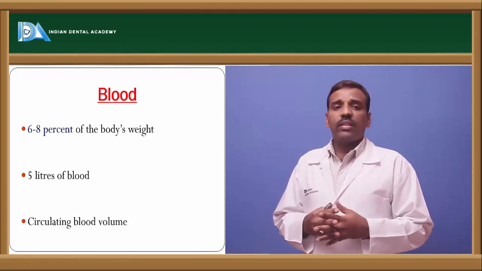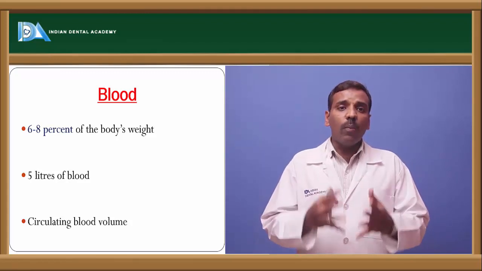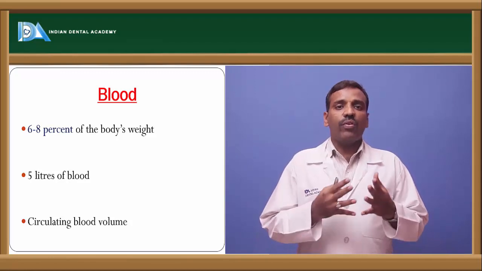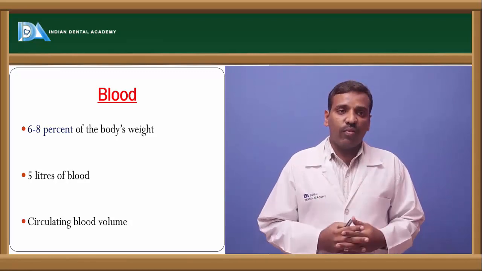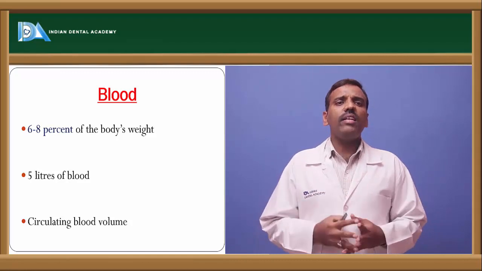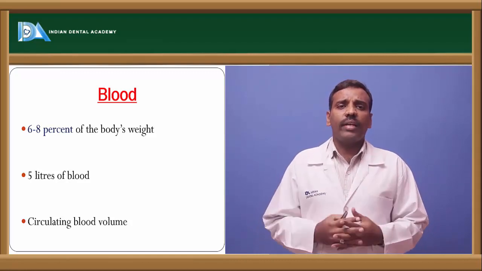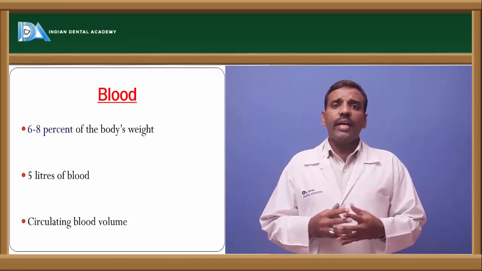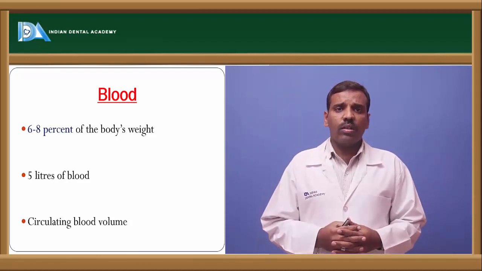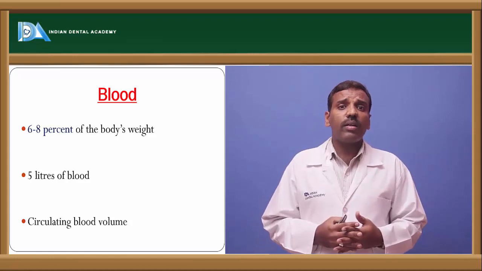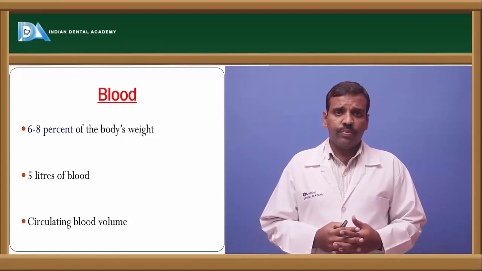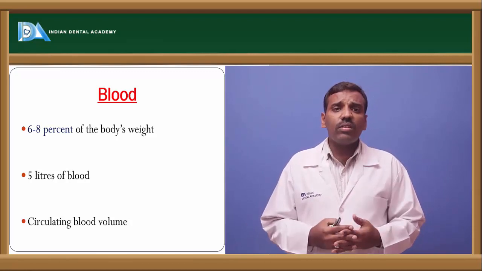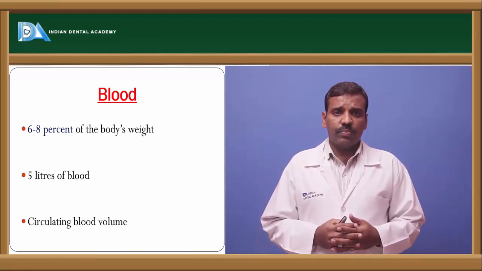And next one is the amount of blood, which is about 5 liters in an adult man, and in a female it is about 4.5 liters. It is less in females and more in males because testosterone increases the erythropoiesis process. Erythropoiesis is nothing but production of RBCs. Whereas in females, estrogen suppresses the erythropoiesis process.